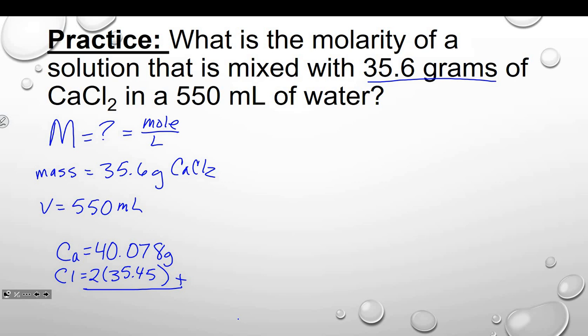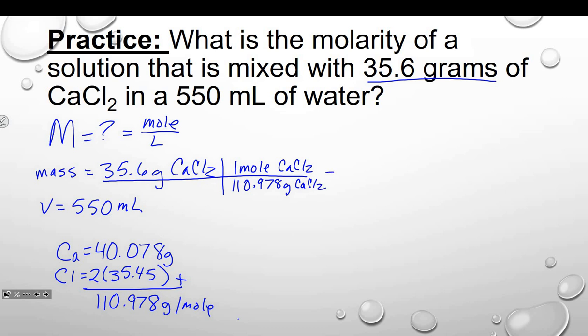All right, what do we get here? Somewhere around 110 something. All right, grams in 1 mole, right? So grams per mole. So I come back up here to the mass, and I'm going to do my factor label. I'm going to say 1 mole on the top, calcium chloride, and I'm going to put 110.978 grams of calcium chloride on the bottom. Grams cancel out. So what did we get for the mass? About 0.3-ish something.